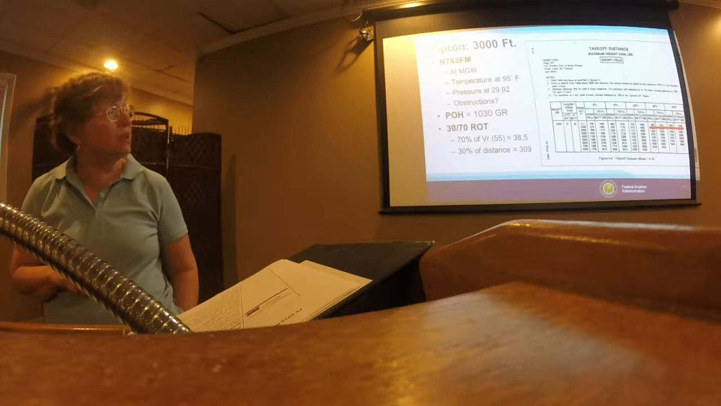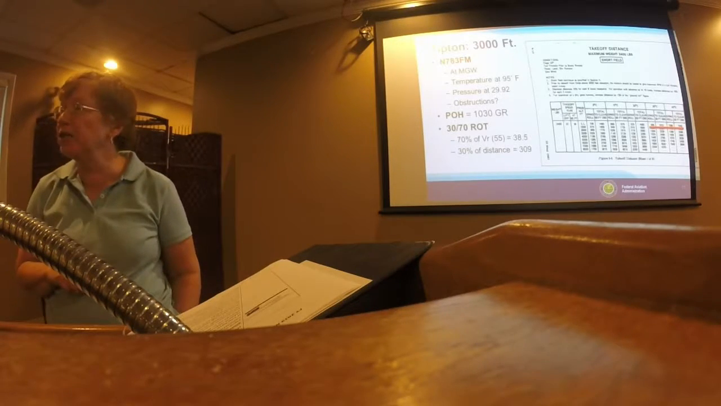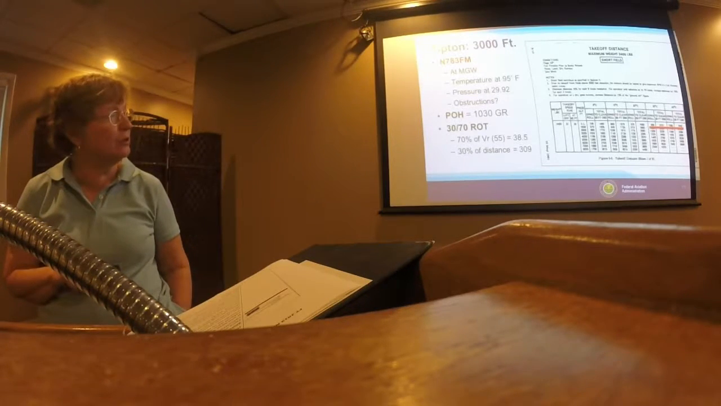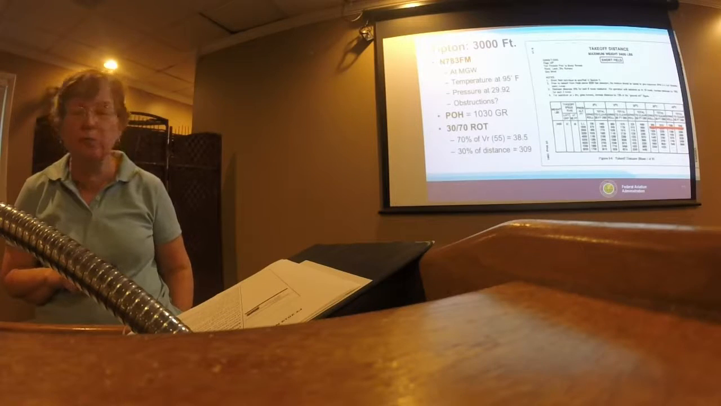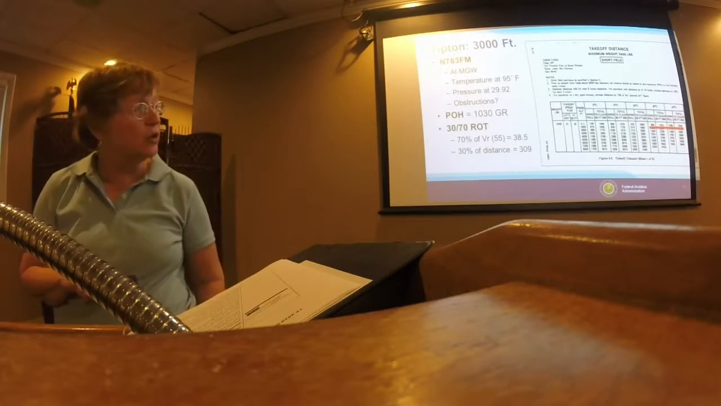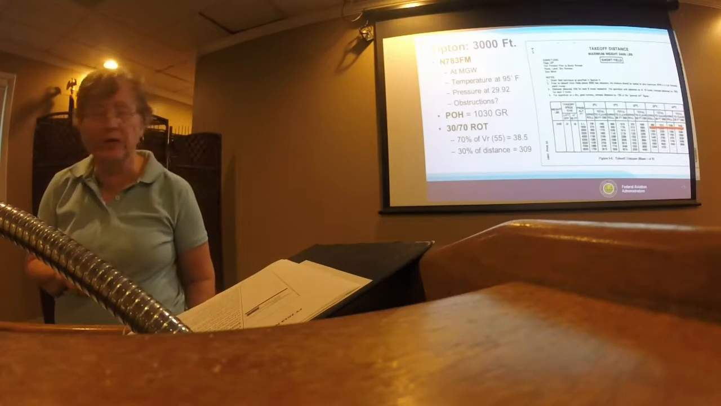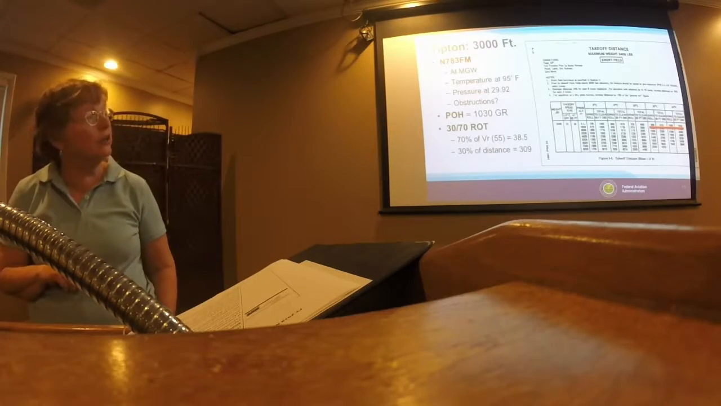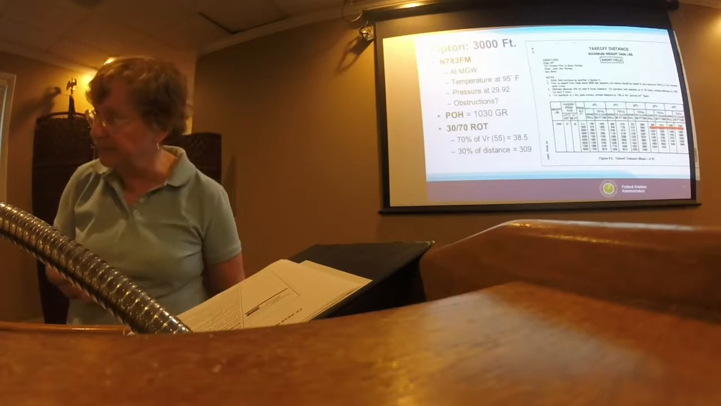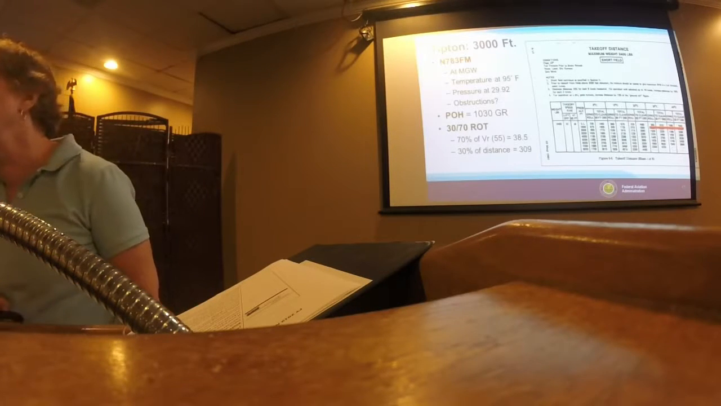So I'd say that Tipton probably has some obstructions. So we need to calculate 70% of the rotation speed for a 172, 55 knots. So that works out to 38.5. And then 30% of the distance. So that's about 300 feet or so. So where is that on the runway?